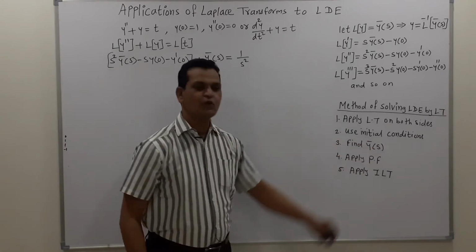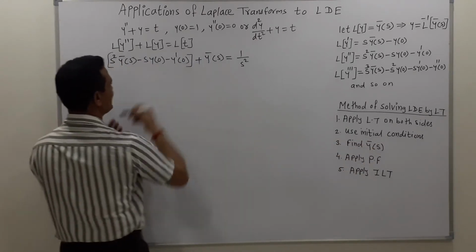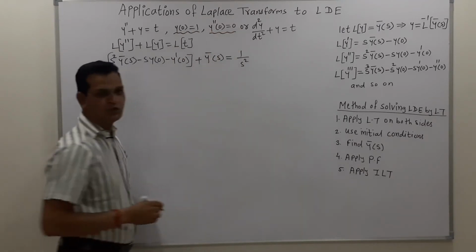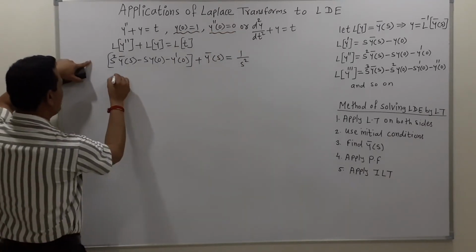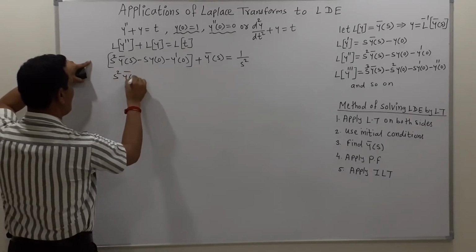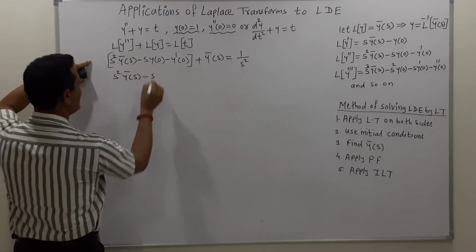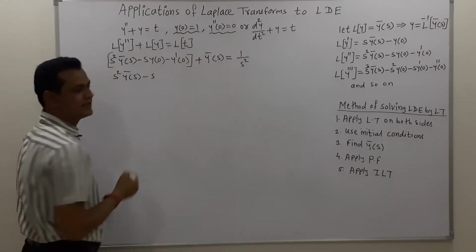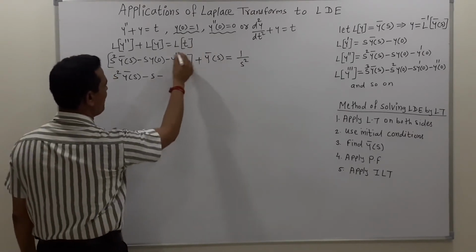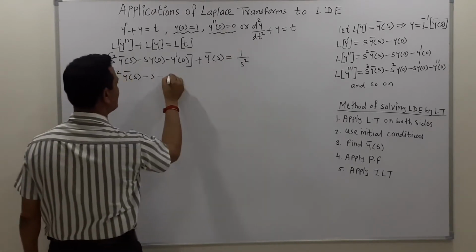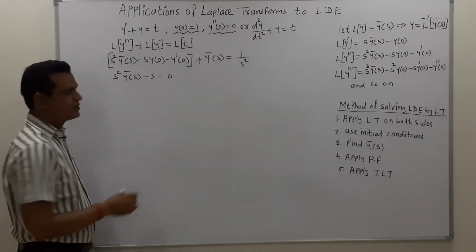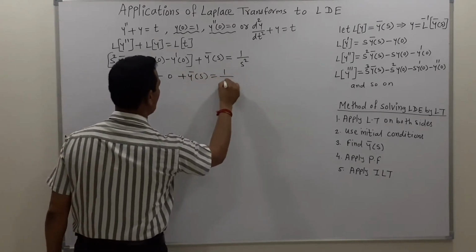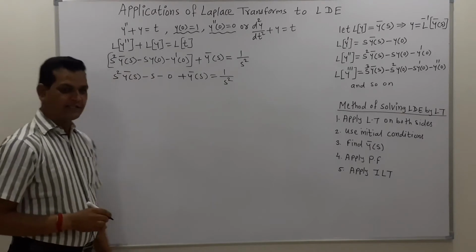Now second step is use the initial condition. So here initial conditions are y of 0 is 1 and y dash of 0 is 0. So put this value here, we get this as s square y bar of s minus s into y of 0. So y of 0 is 1, so we can directly write this as s minus y dash of 0. Y dash of 0 is 0, so we can write this term as 0 plus y bar of s is equal to 1 upon s square as it is.